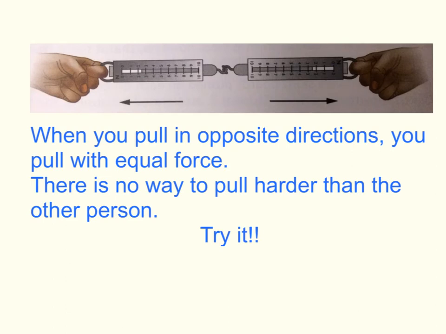Another way to test Newton's third law is to have two people pulling opposite directions on the spring scales. You can find the spring scales in drawer number 2 in the orange cart. When you pull in opposite directions, you pull with equal force. There is no way that one person can pull with more force than the other person. Go ahead and try it and see what your results are.